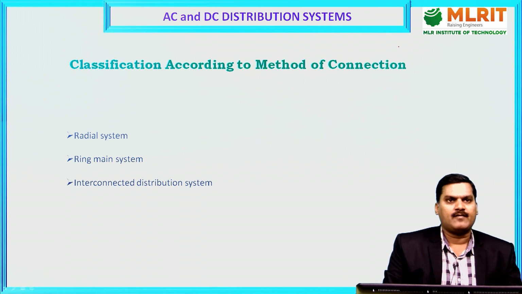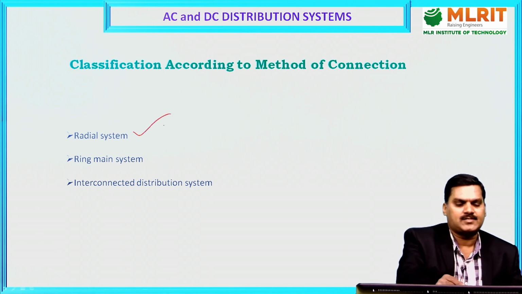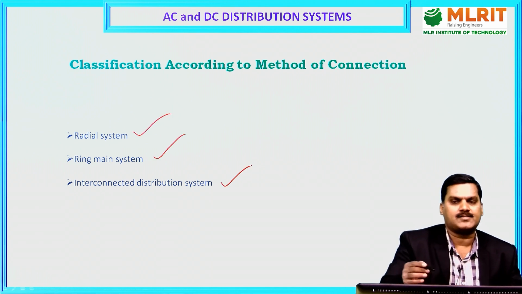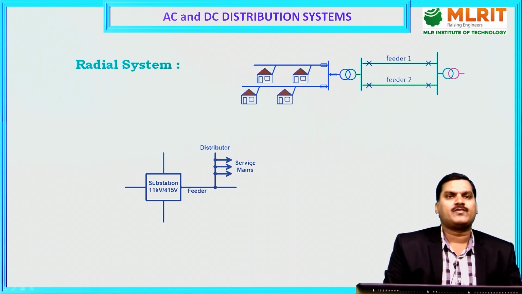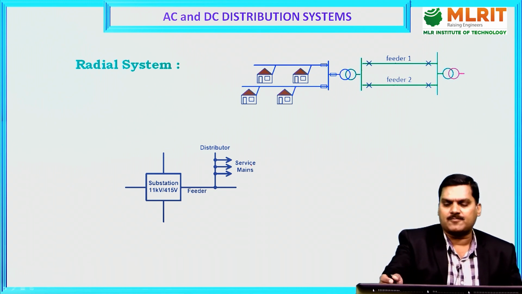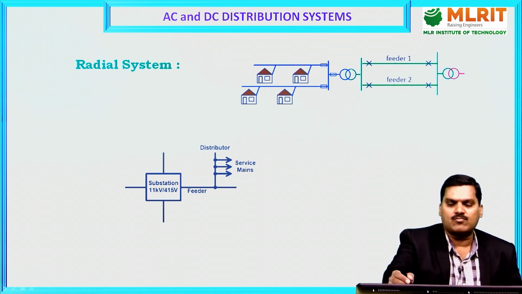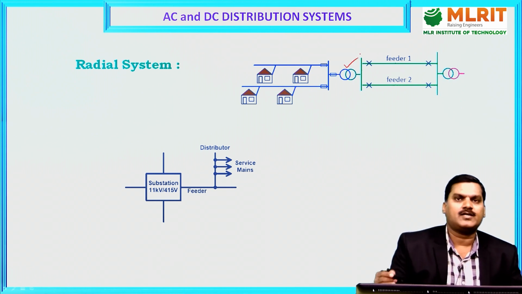Here we have three types of systems: radial system, ring main, and interconnected system. We will discuss them one by one. So if you see the radial system, what is it? Generally from the substation, feeders will come to the transformer.